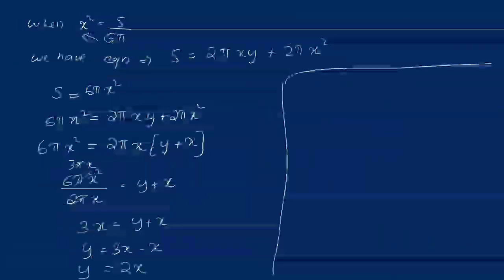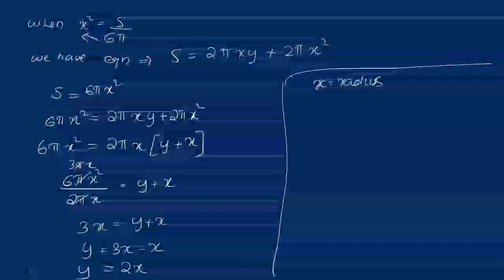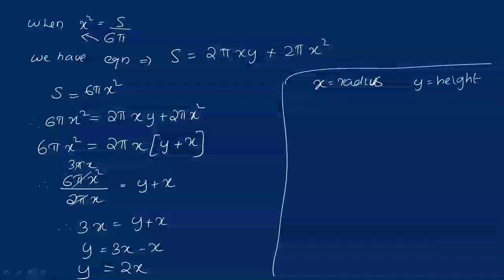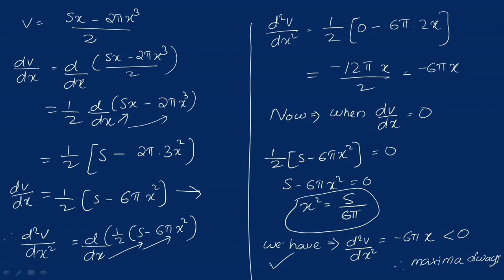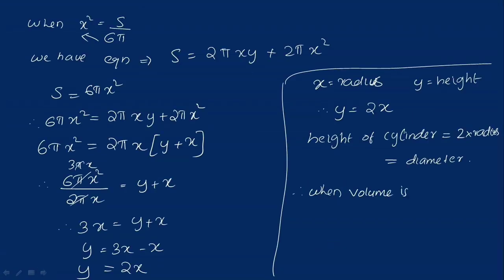Now, from the question, we first assumed that x is the radius of the circular cylinder and y is the height of the circular cylinder. So from this we have y is equal to 2x. That means the height of the cylinder is equal to 2 into radius. X means radius. That means 2 into radius is the diameter. So the height of the cylinder is equal to the diameter. So when the volume is maximum, the height of the cylinder is equal to the diameter of the cylinder.